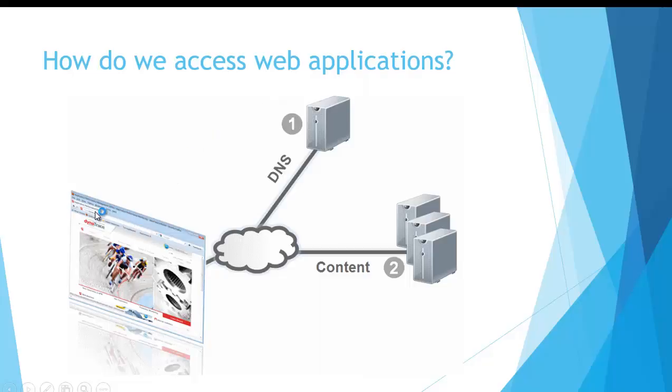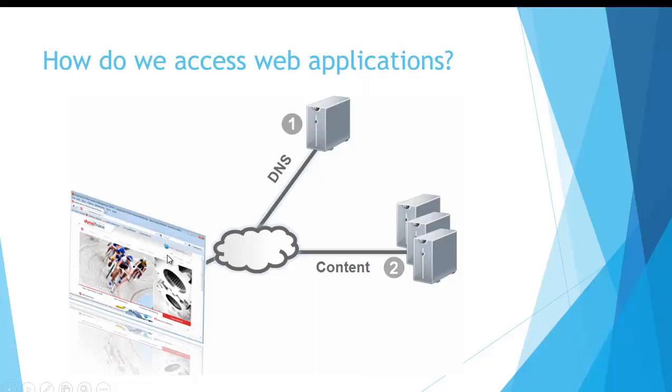When we type a URL in the browser, the first thing you do is send a DNS query to a DNS server. DNS stands for Domain Name System. The Domain Name System returns an IP. So you type a URL and you receive an IP from the DNS server.